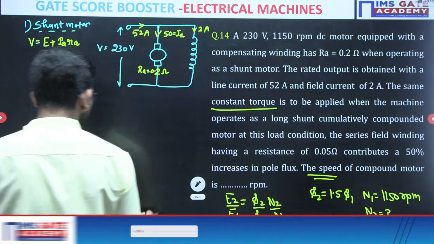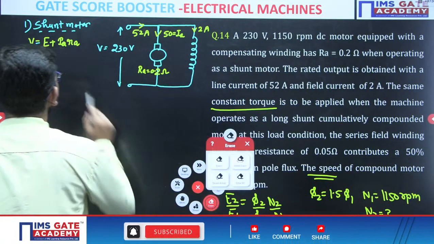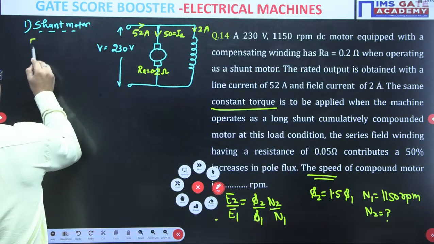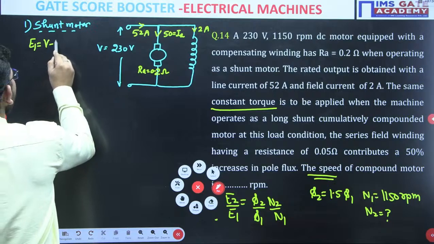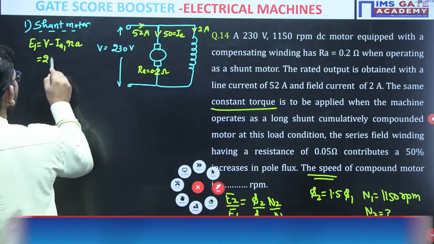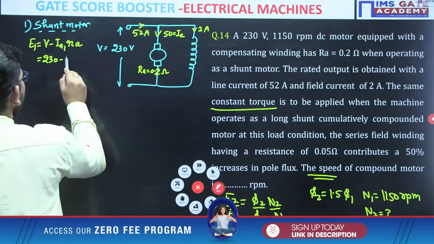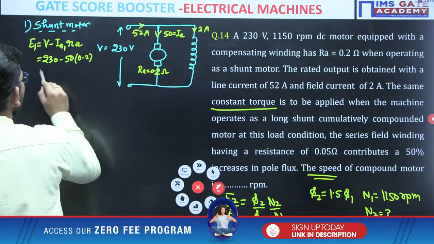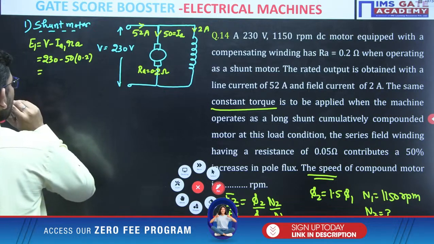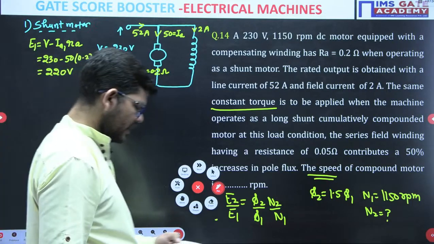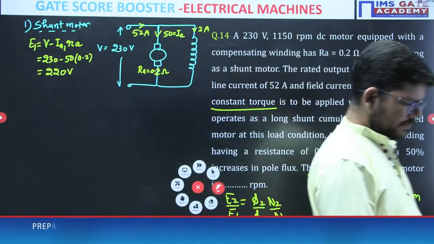Okay, but we have to calculate what? We have to calculate E. So better we apply E equals V minus IA RA. So E1 equals V minus IA1 RA. V is 230 volt minus current, which is 50, and RA is 0.2. So how much will we get? 220, right? Yes, 220 volt. Correct?